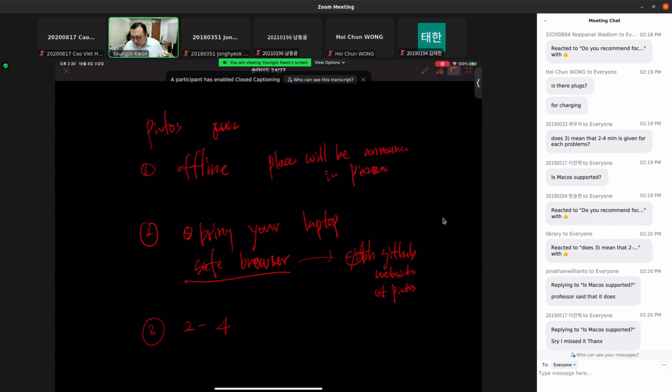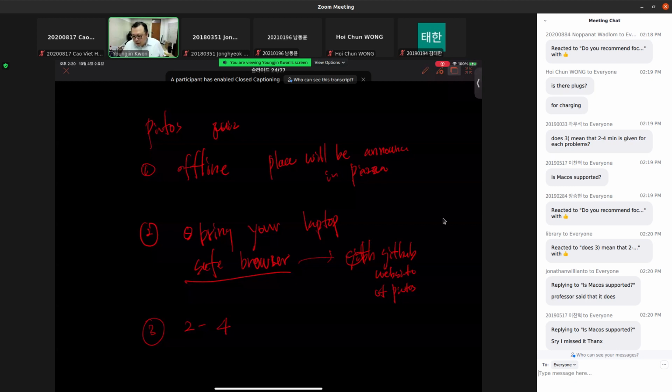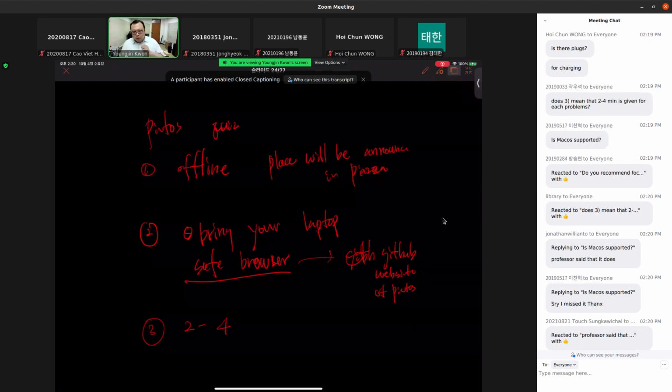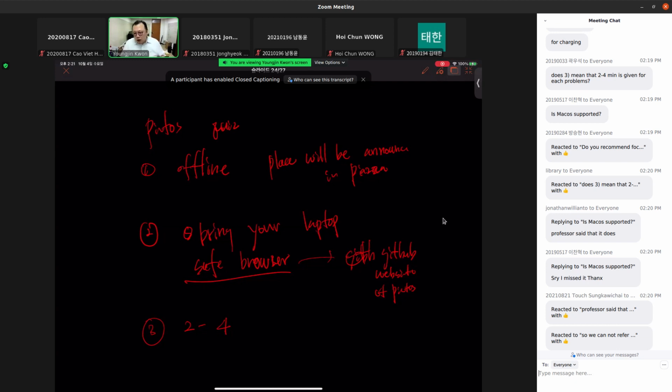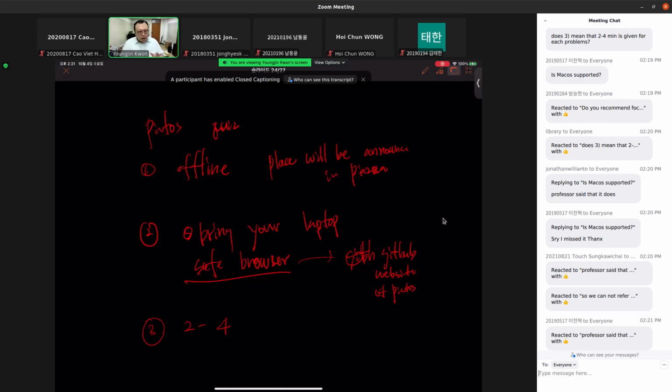Are they handwritten, or is that plug for charging? For answers, we prepare some offline sheets, but mostly you will do it online, typing. If there is a problem, we prepare paper offline in case your laptop is gone. But by default you will type online because that's much easier to grade and manage. For the charging problem, I'll think about it with the TA, but you should be fully charged before going to the exam.